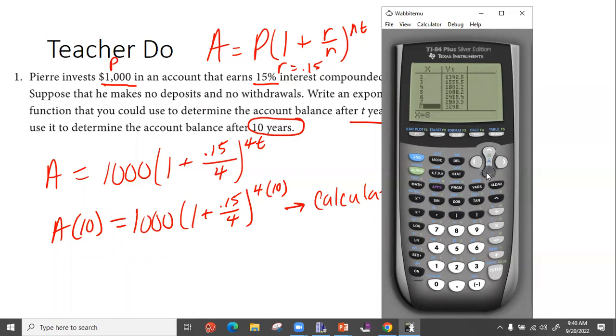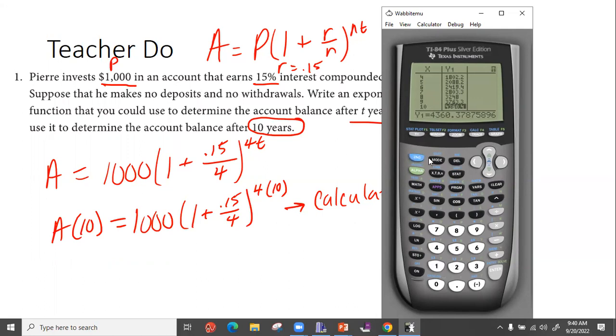All right. And then I'm going to go to the table, second graph, and I'm going to look at the value of 10. That's how you get to your table. Hopefully we know that by now. Okay, so once I'm there, I now can clearly see my value. Okay, so after 10 years, how much is Pierre expected to have in his account? And 38 cents. Okay, to get the value accurate, you arrow over to the Y and you can see the full value at the bottom.